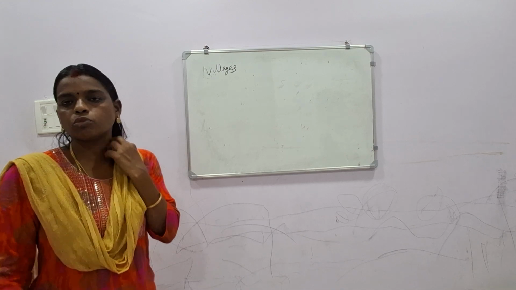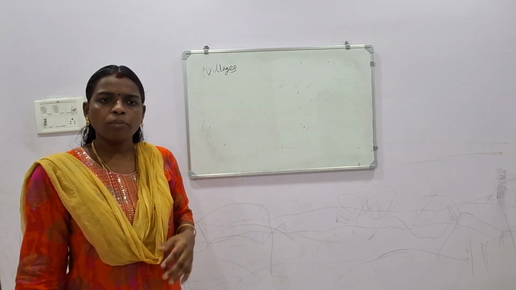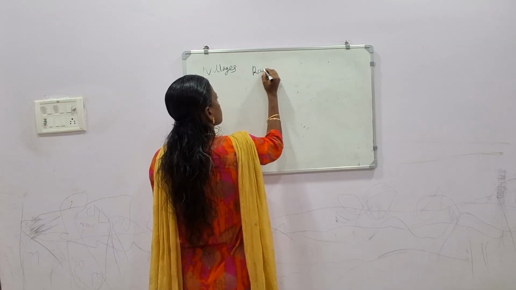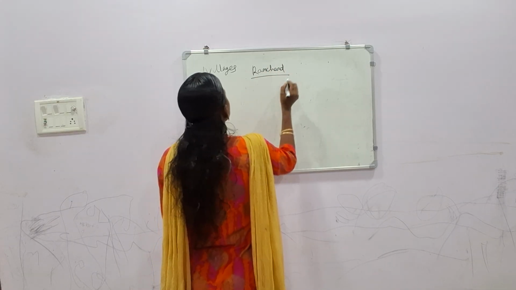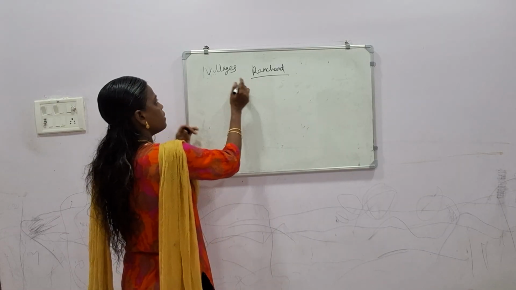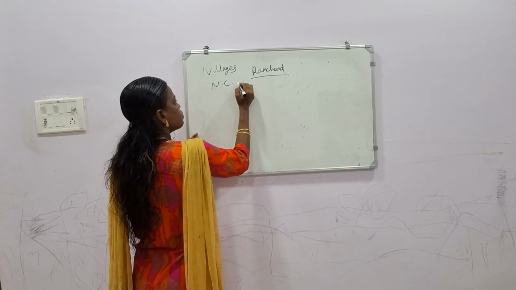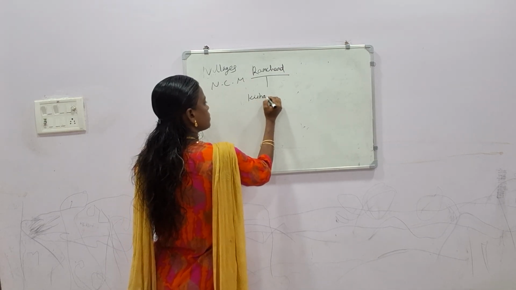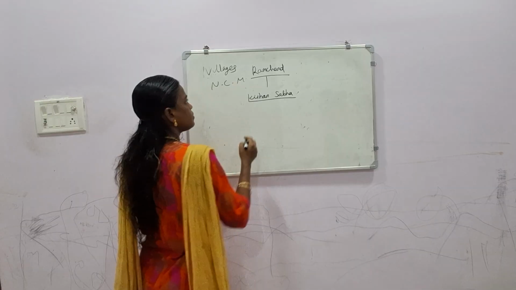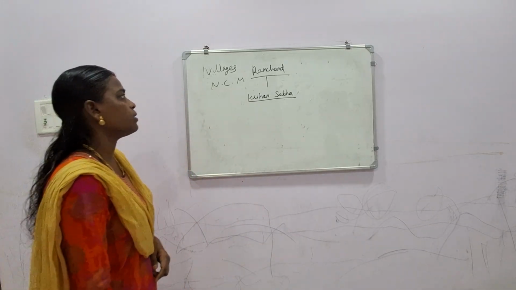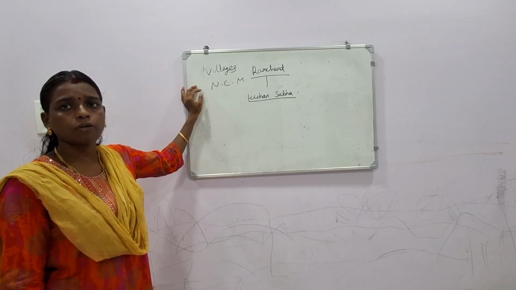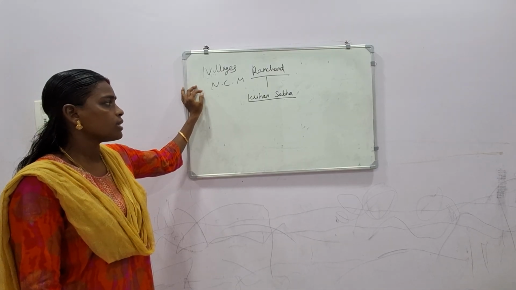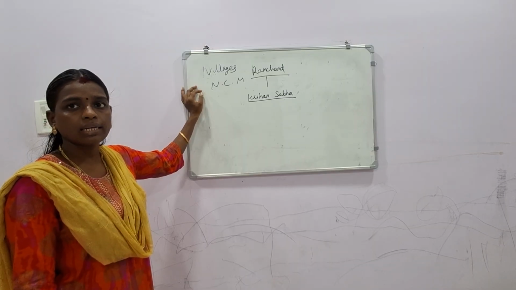Let's see how the non-cooperation movement was in villages. The non-cooperation movement in villages was led by Ramchand. Ramchand was a person who led the movement in villages, and not only that, he started the Kisan Sabha. In villages also, the people rendered their support to the non-cooperation movement. Ramchand started many Kisan Sabhas, and they were totally against the landlords.